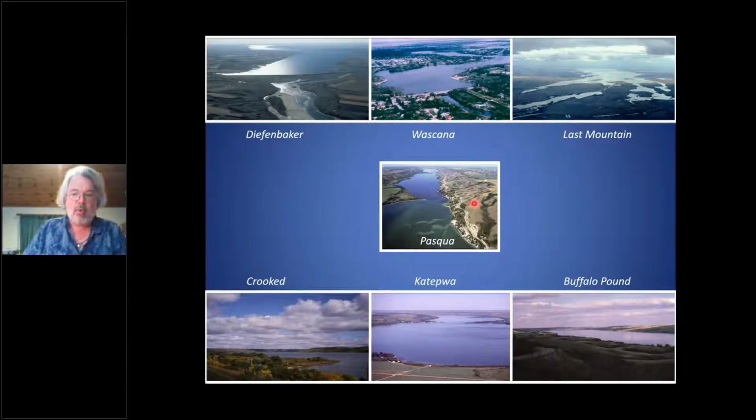You've got towards the east a little bit more woodland area at the side of the lake. You have Crooked Lake there, Buffalo Pound, and then Pasqua Lake right in the middle. And Pasqua Lake's important because it's the first lake to receive wastewater from the city of Regina and Moose Jaw.